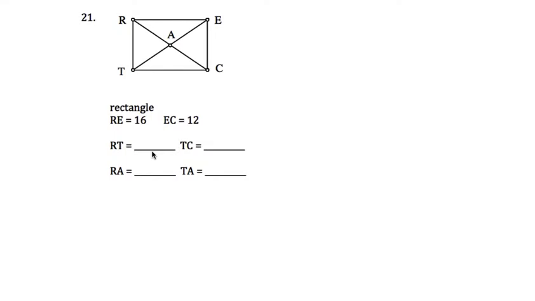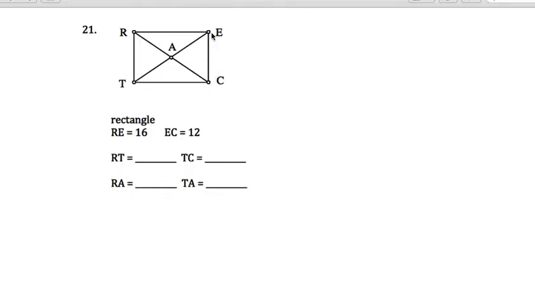You might also need to use the Pythagorean theorem once in a while. So on this one, you have a rectangle where you're given that RE is 16 and that EC is 12. Well, don't forget that you have a right angle right here in this corner. I'm going to draw that right triangle because we're going to need it to answer this question. So you've got 16 and 12.